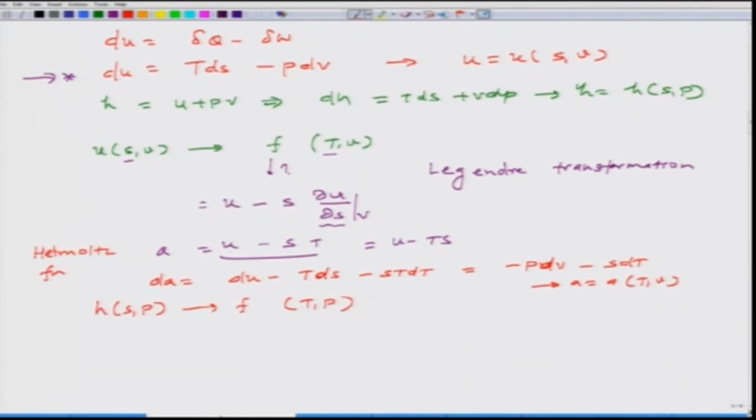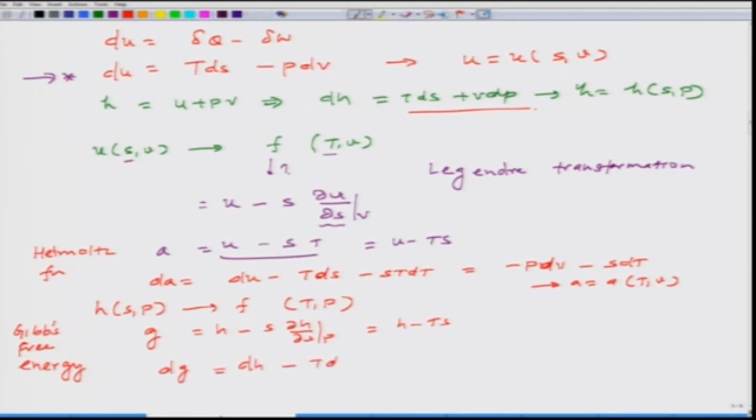same Legendre transformation, that will be H minus S del H by del S at P, which is nothing but H minus TS using this function. Okay. And this H minus TS is defined as G, which we are going to call Gibbs free energy. Okay. We can write the differential form of G as dG is dH minus TdS minus S dT, which is nothing but VdP minus S dT.